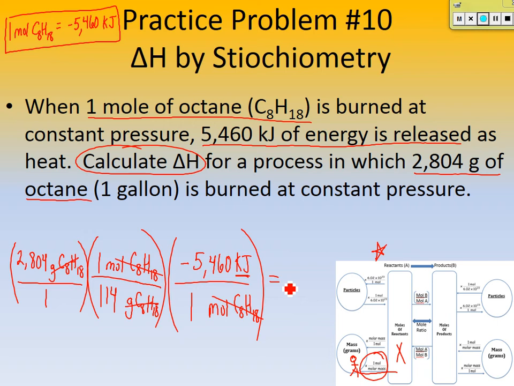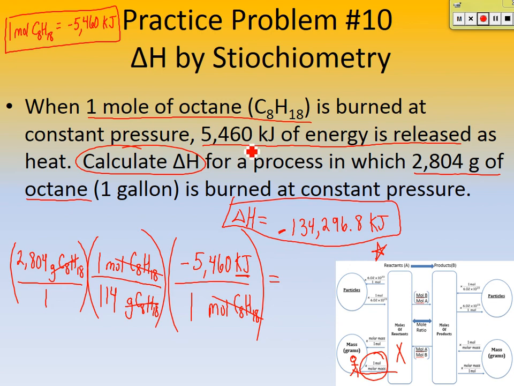And I'm getting this number here. So let's see, that's 100, so it's a minus 134,296.8 kilojoules. And so hopefully you're saying to yourself, well, that's the delta H has got to be equal to that. Okay, it's a negative 134,296.8 kilojoules of energy. So, real quickly, 1 mole released only 5,460. Why are we releasing so much more?